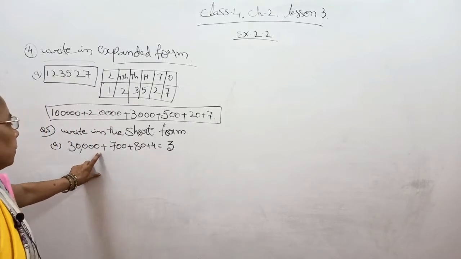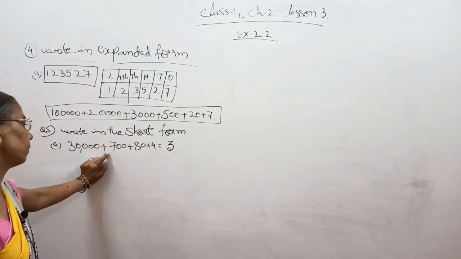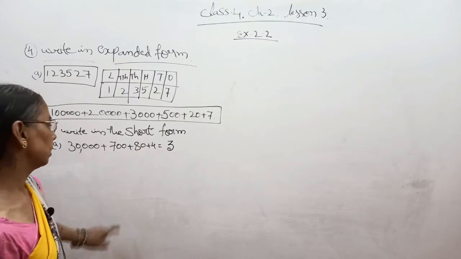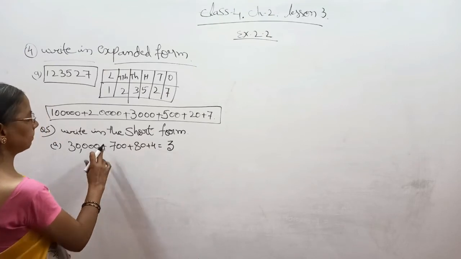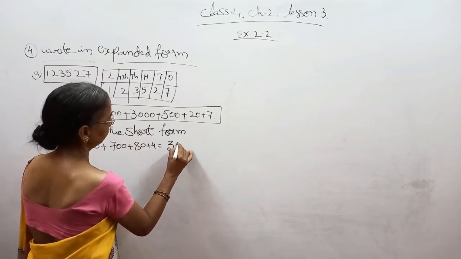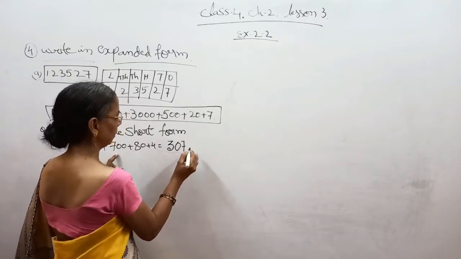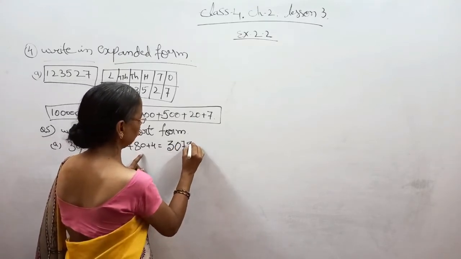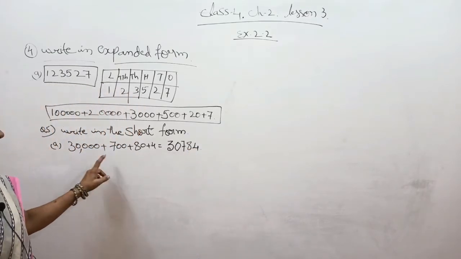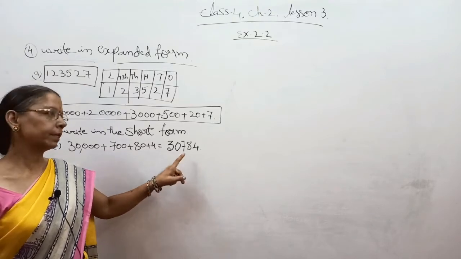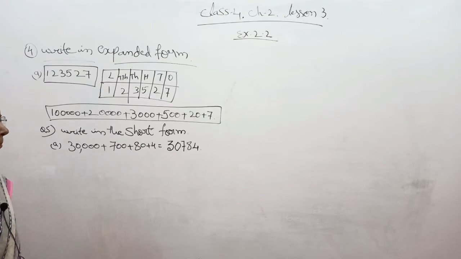That is 30,000 and 3. Then where is the thousands place? It is in the place of 10,000. But where is the thousands place? So instead of getting confused, we can simply put 0 here. Then in the hundreds place it is 7, in the tens place it is 8, and in the ones place it is 4. Like this we can convert the expanded form into short form.